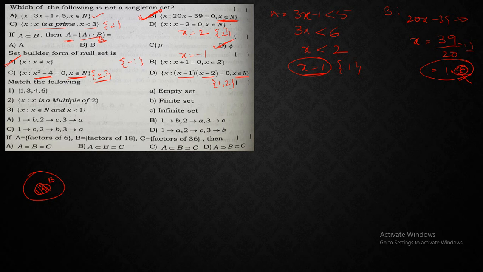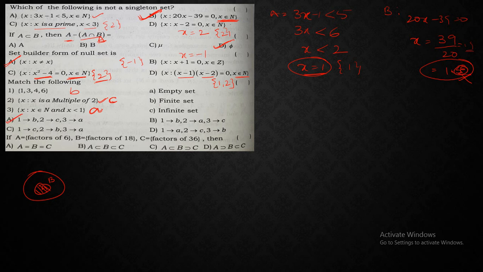So {1, 3, 4, 6} is a finite set. So clearly this is B. {x such that x is a multiple of 2}: how many multiples of 2 will there be? There are an infinite number of multiples of 2. So this is C. Next, {x such that x belongs to natural numbers and x < 1}, so this is an empty set. So what is the answer? B, C, A. So where am I getting B, C, A?